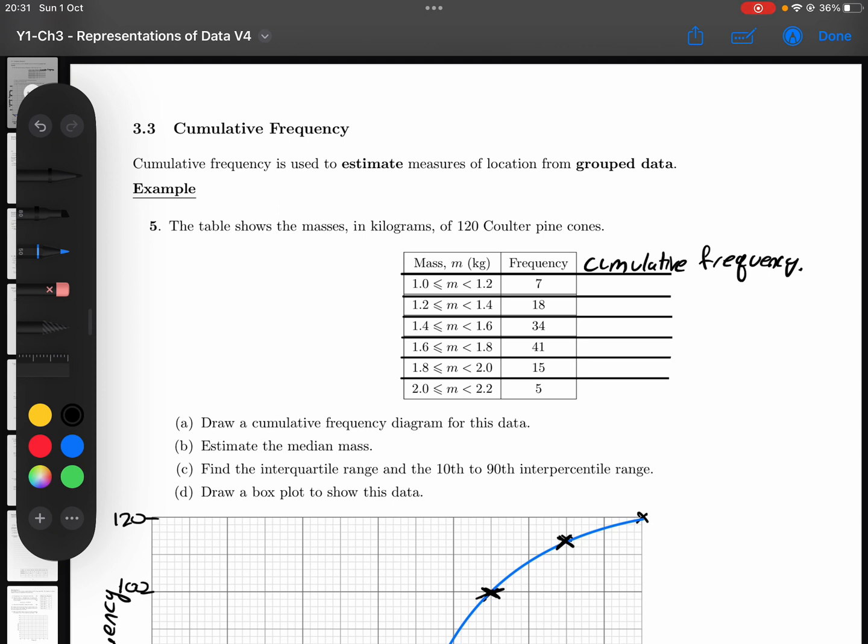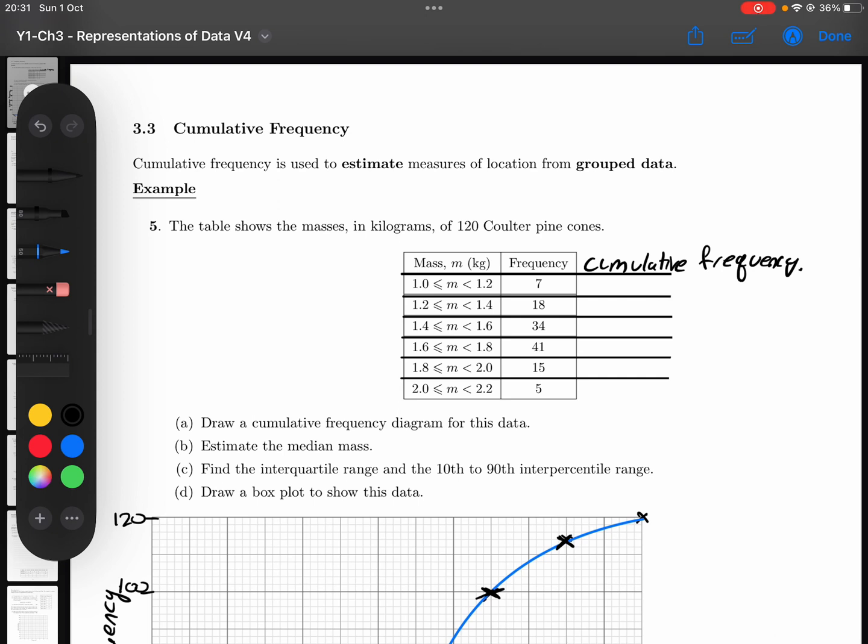In this short video, we'll be looking at cumulative frequency diagrams. A cumulative frequency is used to estimate measures of location from grouped data. Let's illustrate this through the following example. The table below shows the masses in kilograms of 120 Coulter pine cones. We are asked to draw a cumulative frequency diagram for this data.